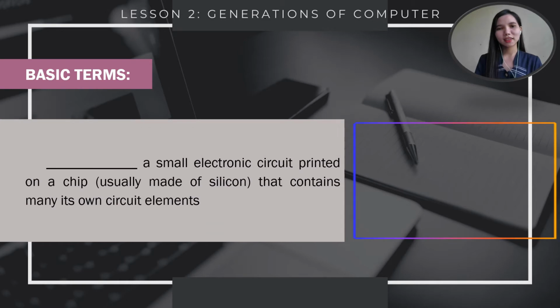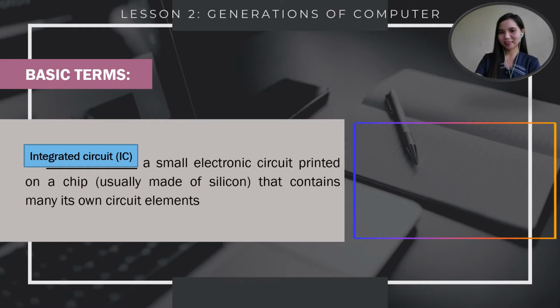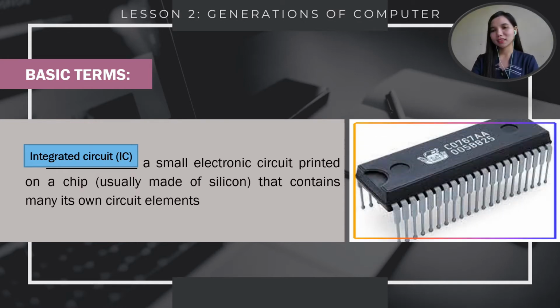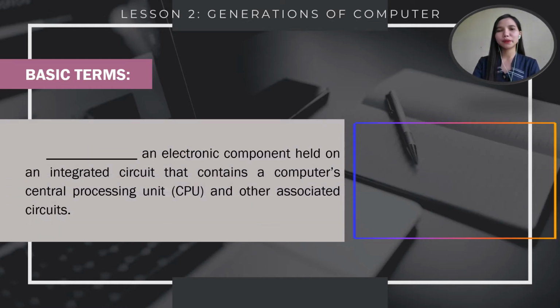Now let's have basic term number 3. Blank is a small electronic circuit printed on a chip, usually made of silicon, that contains many of its own circuit elements. Examples of this are diodes, resistors, etc., including transistors, guys. This is what we call the IC or the integrated circuit. Here is its picture. Now let's have number 4.